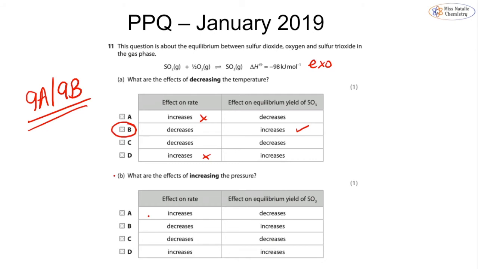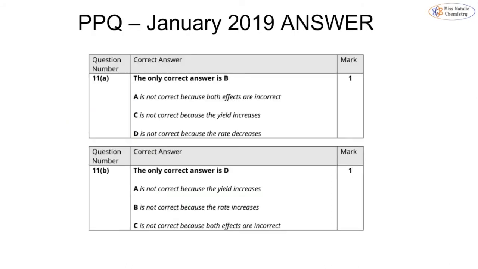The effects of increasing the pressure. Well, increasing the pressure, we know from 9A is going to increase the rate. So this time it's either going to be A or D. And increasing the pressure, well, we have 1.5 moles on the left-hand side and 1 mole on the right-hand side. So increasing the pressure is going to cause the equilibrium to shift to the lower amount of moles, which means it's going to increase the yield. So our answer is D. And there you go, B and D.